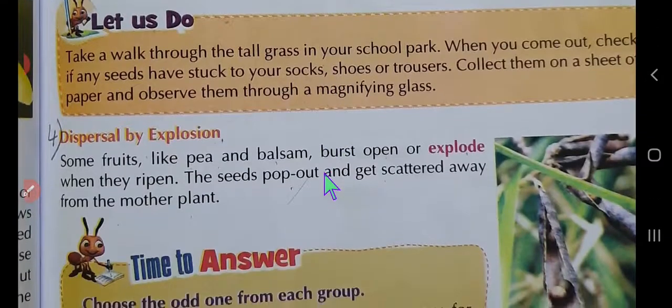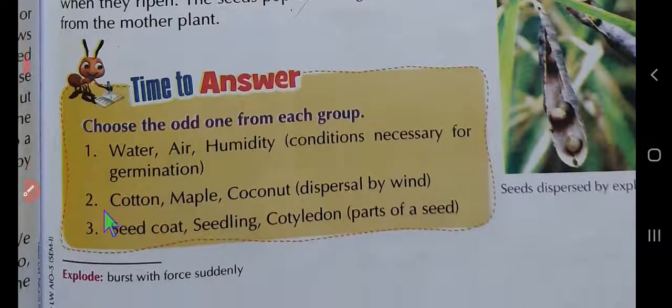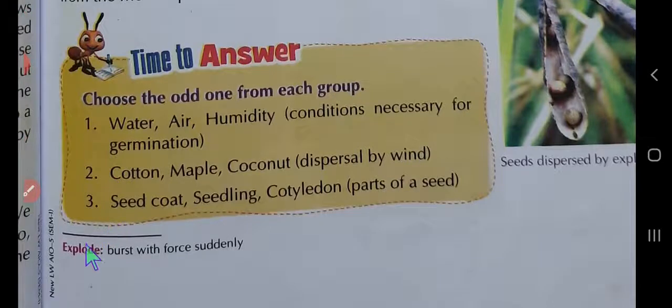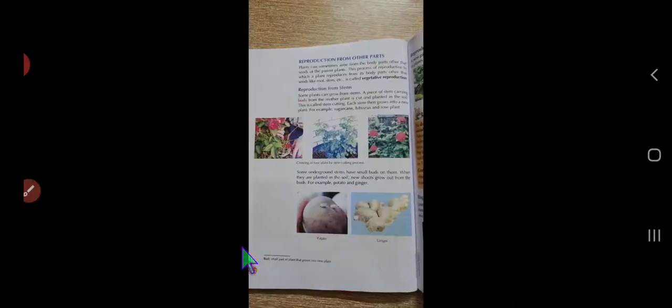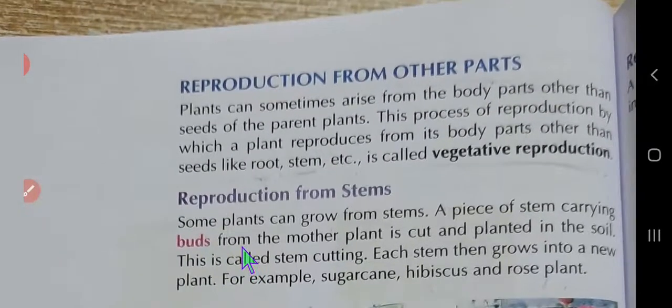Dispersal by explosion. Some fruits like pea and balsam burst open or explode when they ripen. The seeds pop out and get scattered away from the mother plant. Explode: burst with force suddenly.